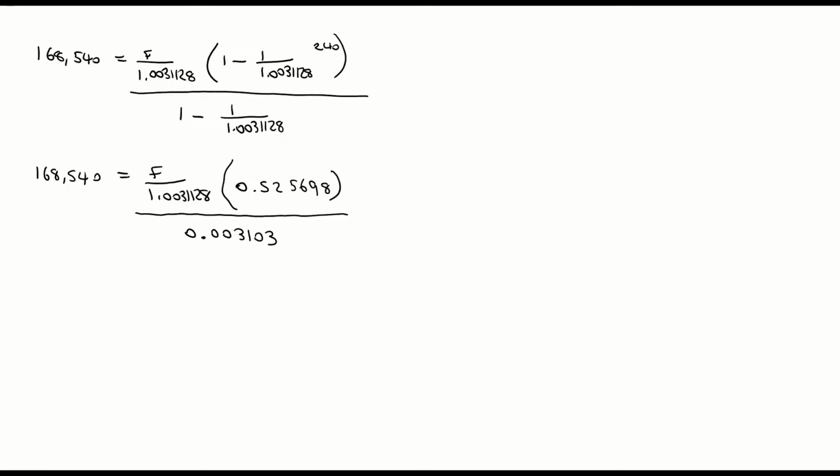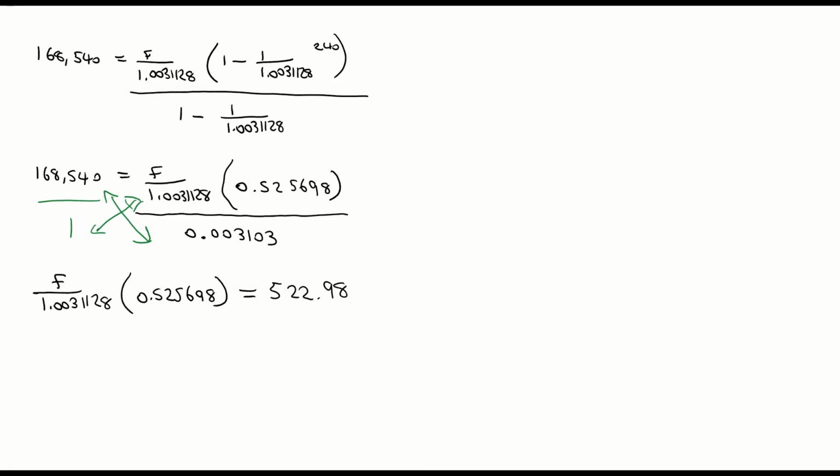0.525698. What I'm now going to do is put the 168,540 over 1 and cross multiply. So that is leaving me with 1 multiplied by the f over 1.0031128, so that's giving me f over 1.0031128 times 0.525698 equals 168,540 by 0.003103, which is 522.98.